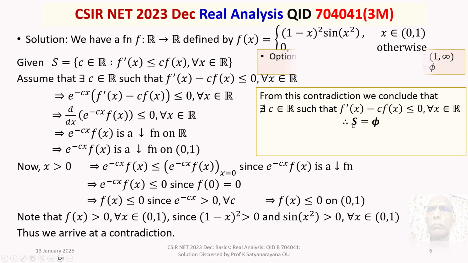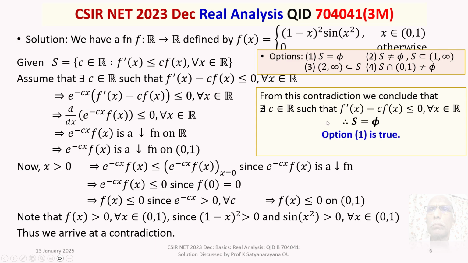Now look back at our options. S is empty, which stands against option 1, therefore option 1 is true. When S is empty, S being contained in 1 to infinity, option 2, is not possible. Option 3, 2 comma infinity contained in S, is not possible because S is empty. And when S is empty, S intersection the open interval 0 to 1 is empty, but it is given as not empty. Therefore, option 4 is also not true.